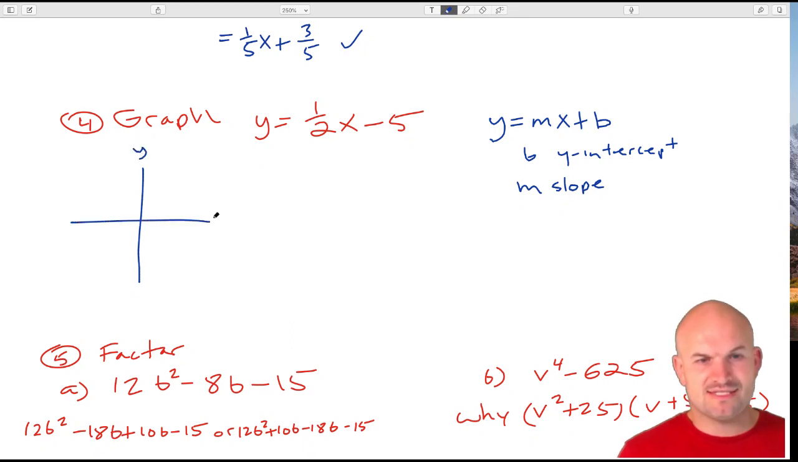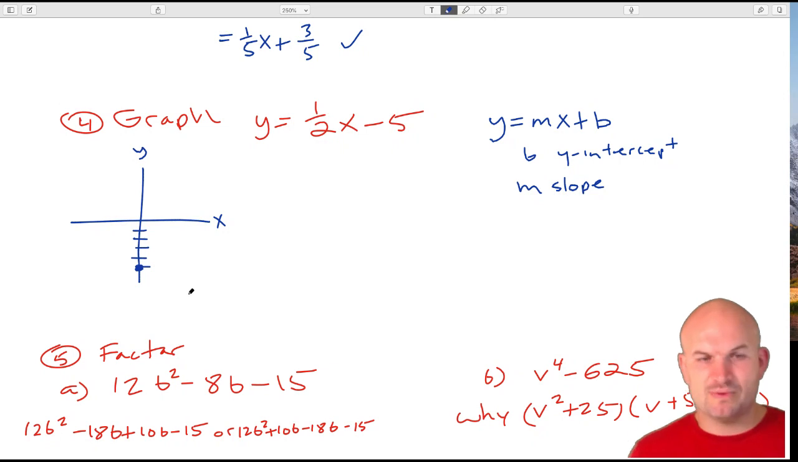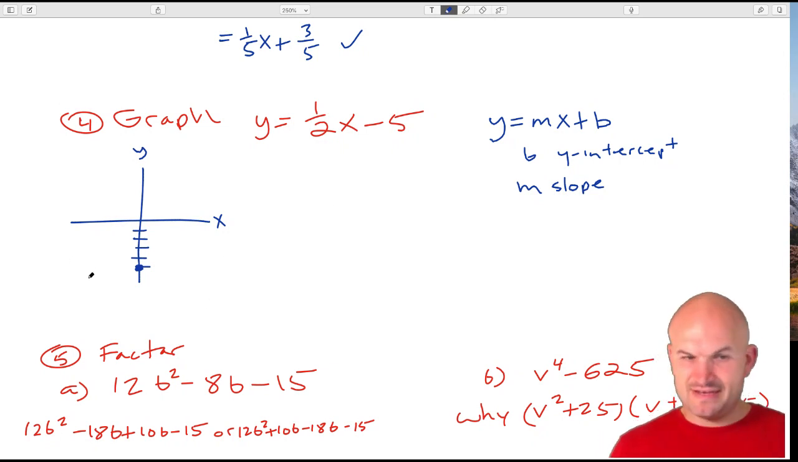Right, here's our y-axis, here's our x-axis. So if our y-intercept is at -5, let's go down 5: 1, 2, 3, 4, 5. That's the easy one. Usually the slope is what gives people the difference. But again, remember, a line is made up of infinitely many points, and we only need 2 points to graph a line. So we've got to find another point.